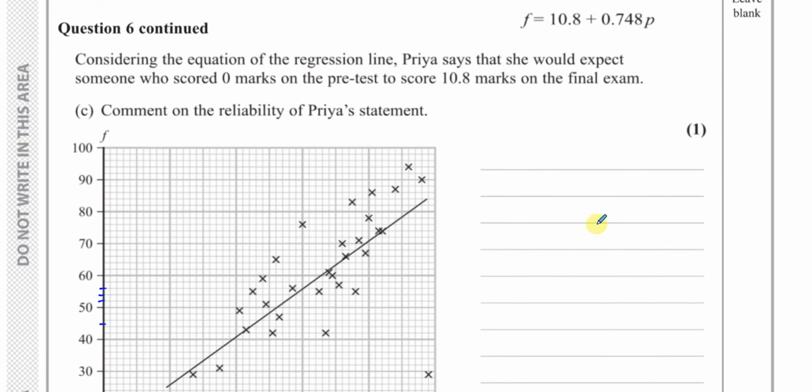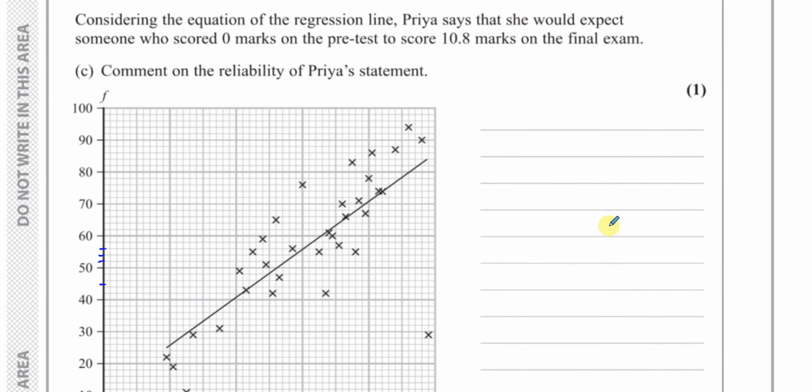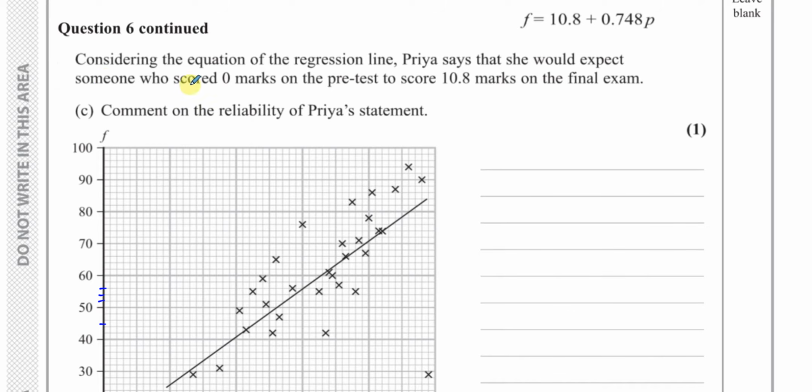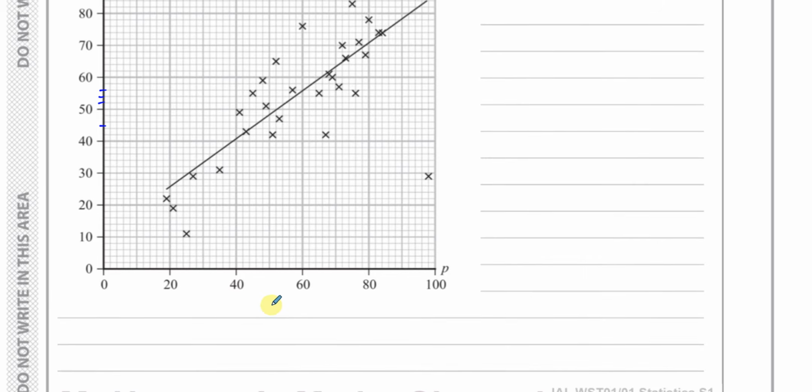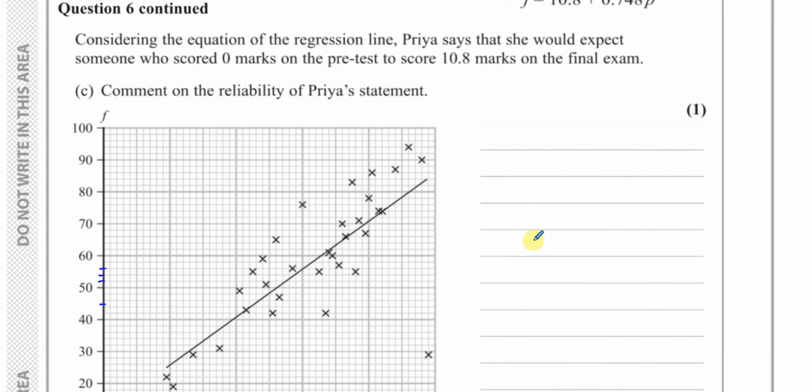It says, considering the equation of the regression line, Priya says that she would expect someone who scored 0 marks on the pre-test to score 10.8 marks on the final exam. Basically, when P equals 0, F equals 10.8. However, is that reliable? Well, no.